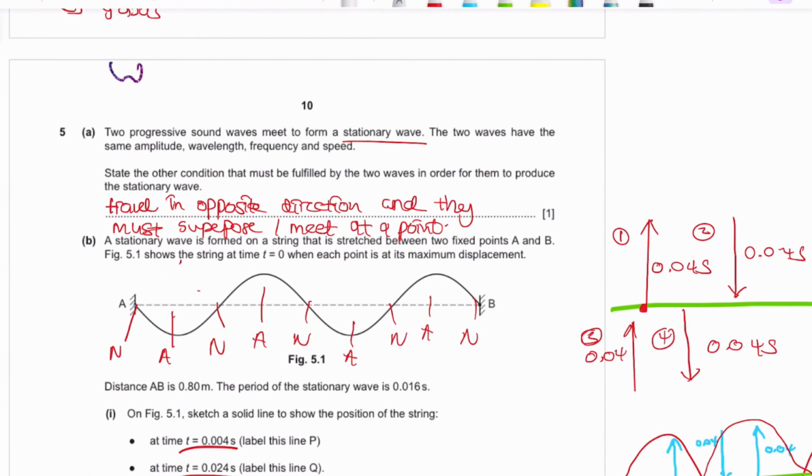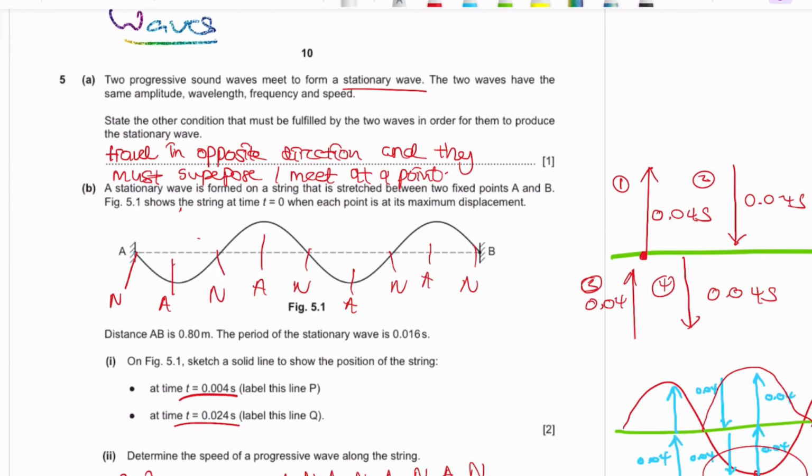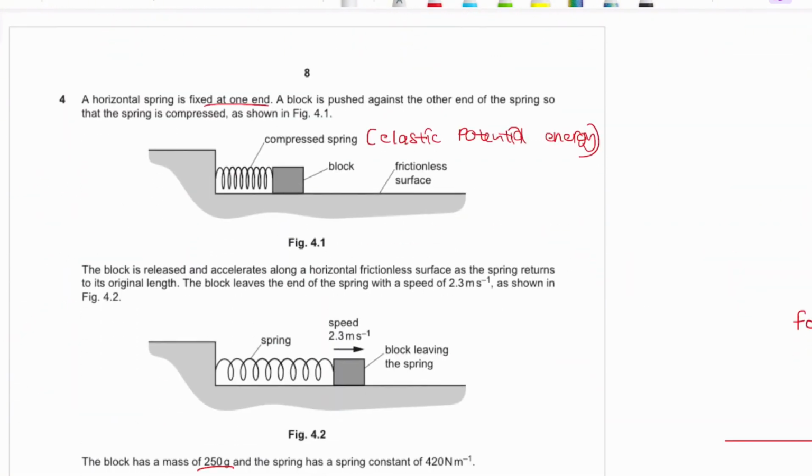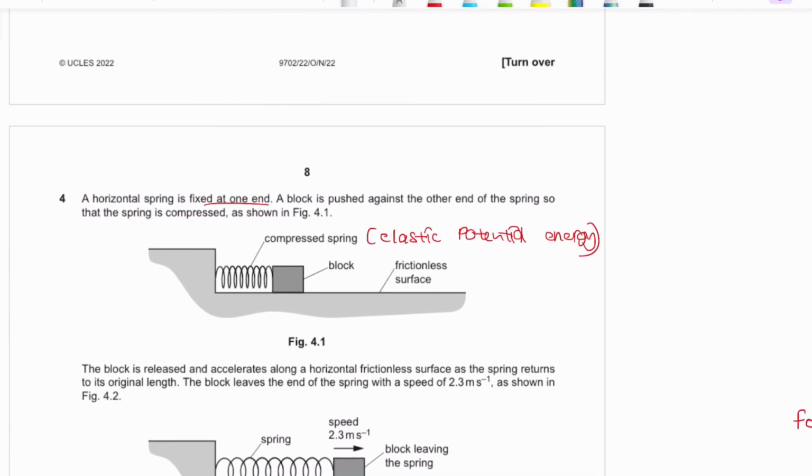We had a question on waves in general, asking about properties of a wave. Do you really know what a stationary wave is and how to sketch different things? Then we had a little question about forces, densities, and pressure, as well as deformation of solids. So there was a little bit of deformation of solids here and there.